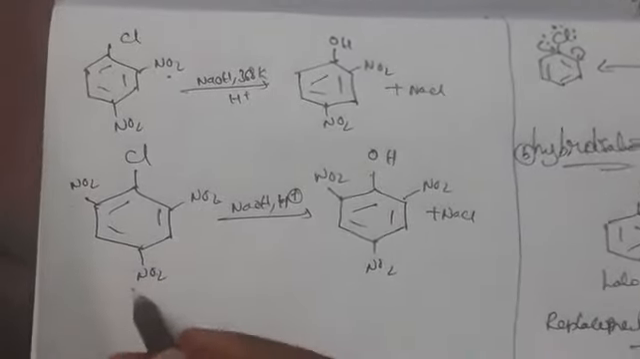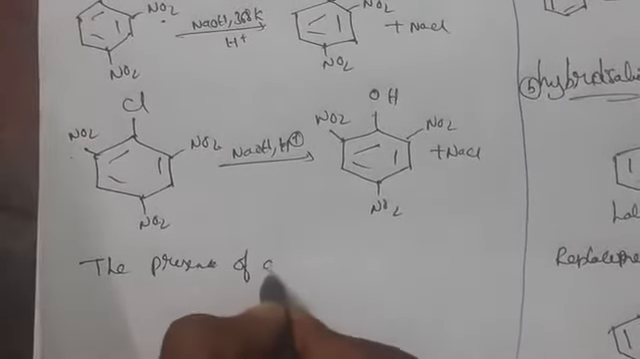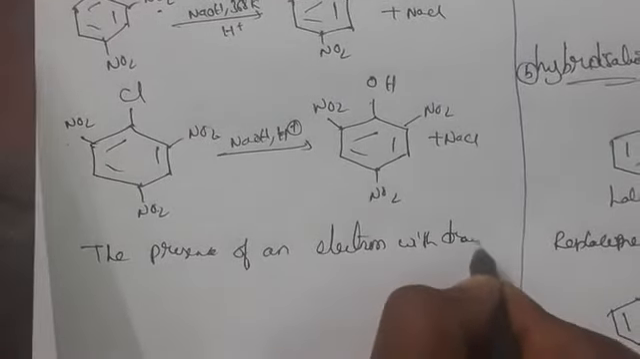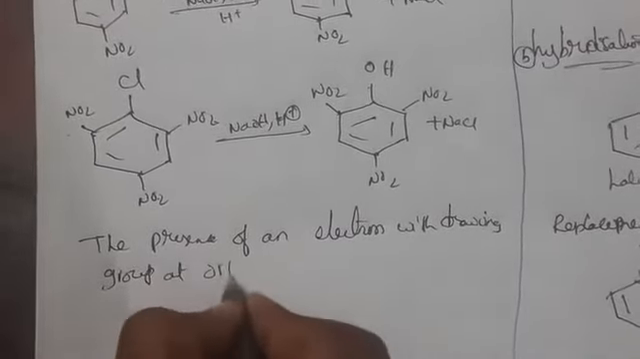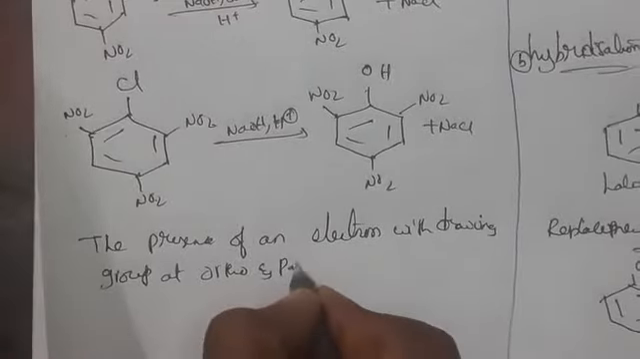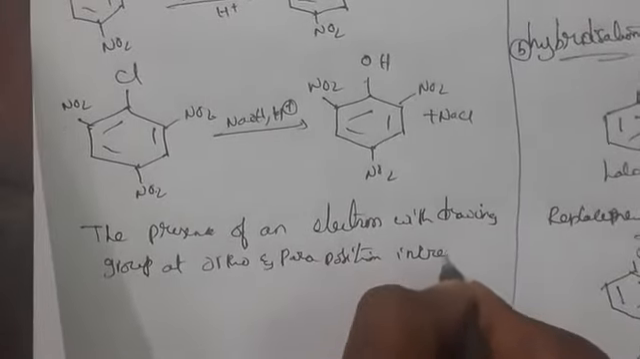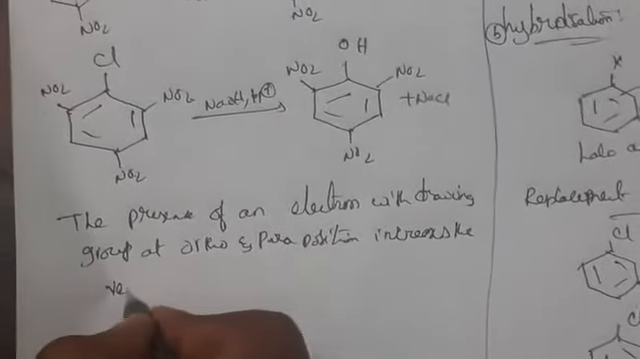No effect on the reactivity of haloarenes is observed by the presence of the electron withdrawing group elsewhere. So we can say, this is the ortho position, this is the para position. Because of the presence of an electron withdrawing group at the ortho and para positions, it increases the reactivity of haloarenes.